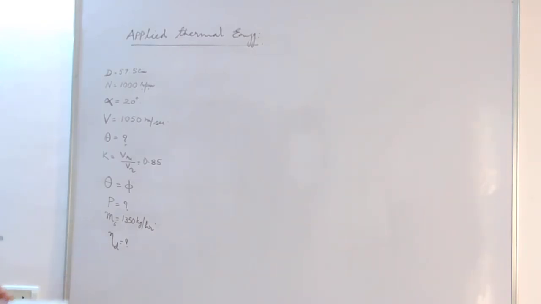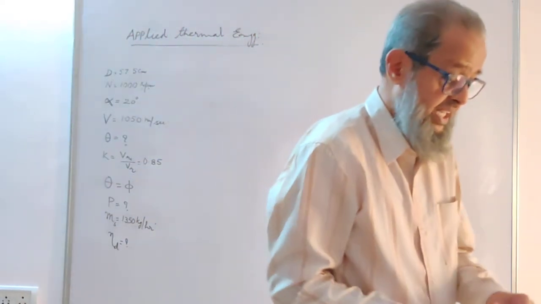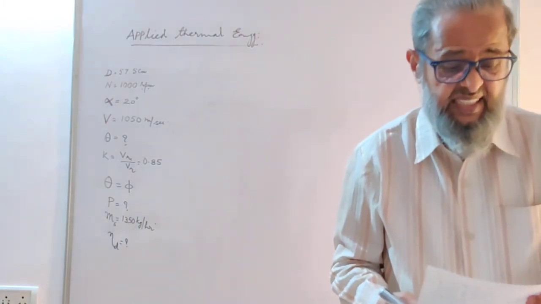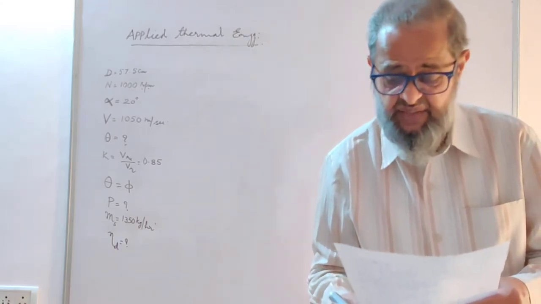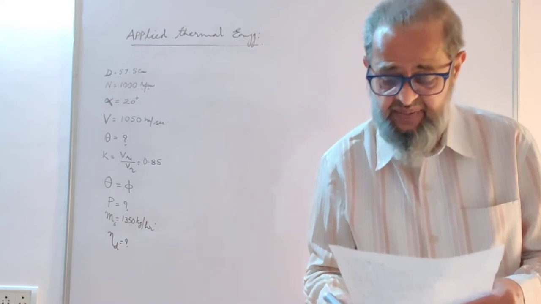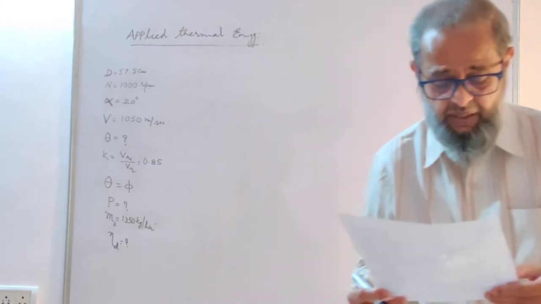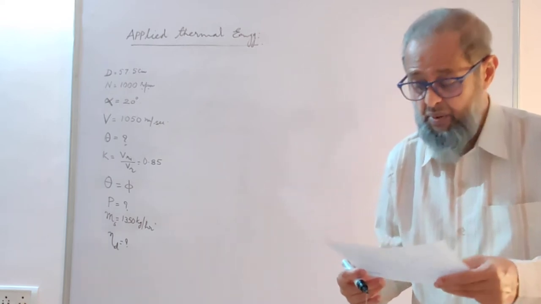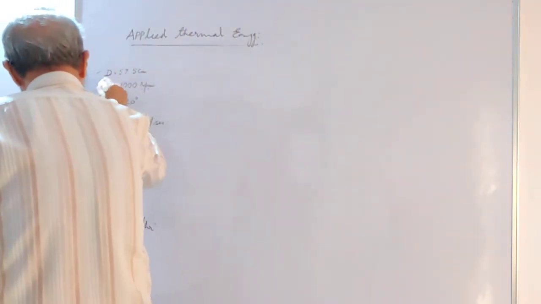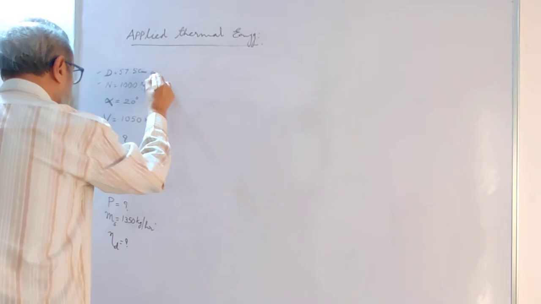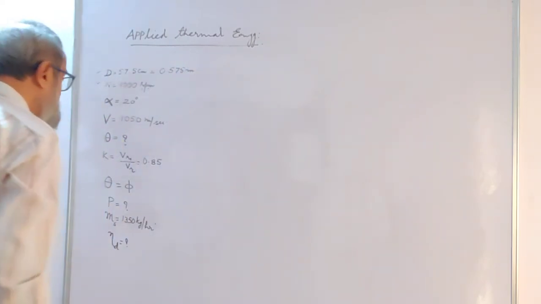Now, the first thing that you have to do is find out the blade velocity. In all other problems, I think the blade velocity is given. In this problem, the blade velocity is not given directly. Here, it is given indirectly. That is, they have given these two. Now, you can convert this into meters. It will be 0.575 meter.